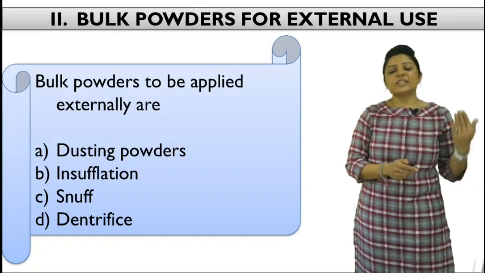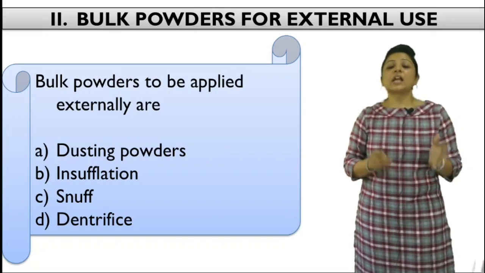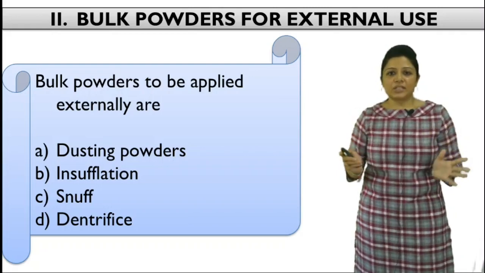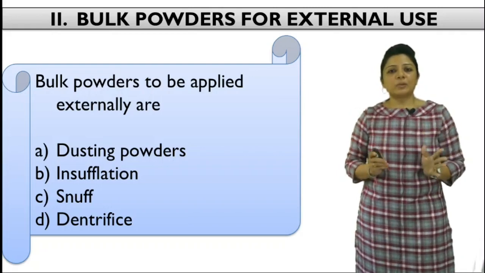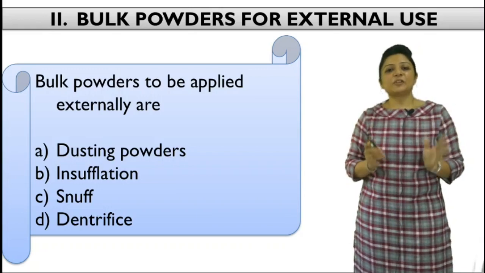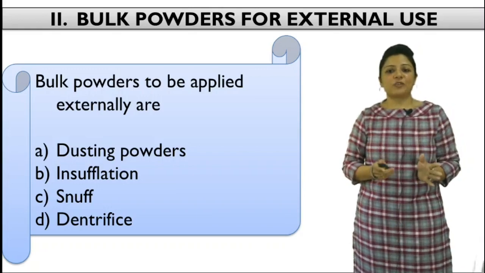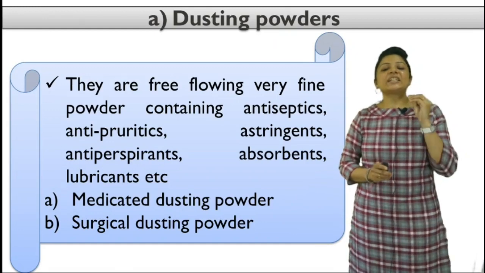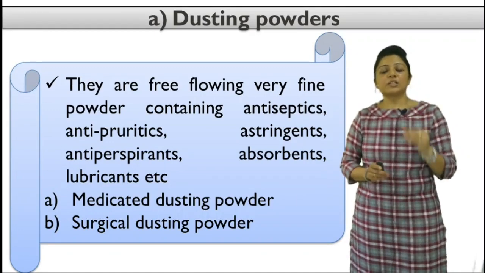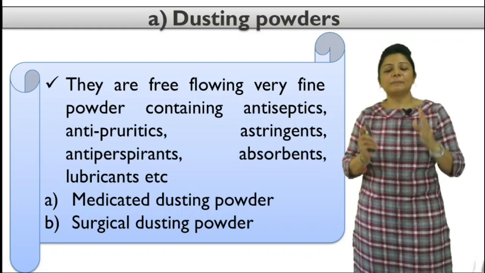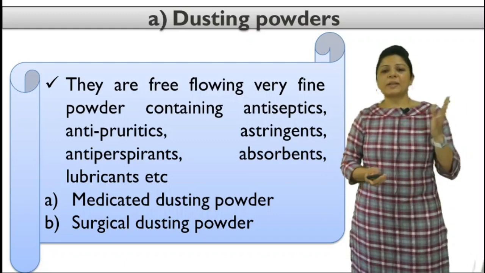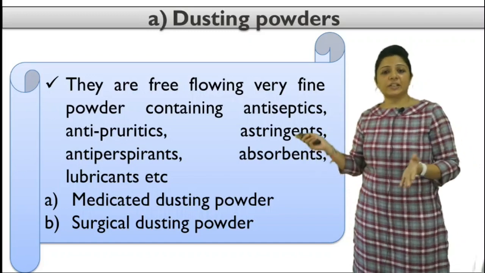Okay. Then there are bulk powders for external use. Such formulations are to be sprinkled on the skin or inserted into the body cavities. Such bulk powders are dusting powders, insufflation, snuff or dentifrice. Dusting powders are finely divided powders which are to be sprinkled or dusted on the external part of the skin. There can be two types of dusting powders, medicated or surgical.